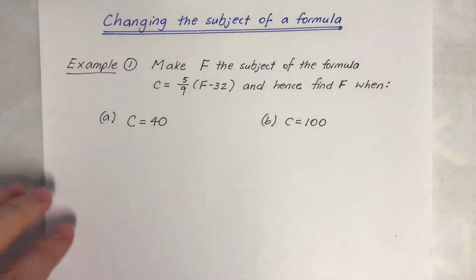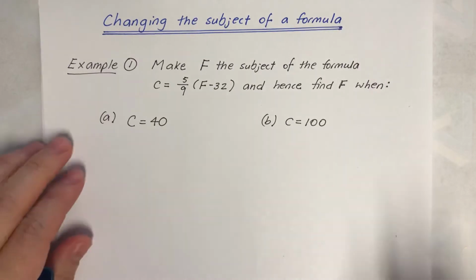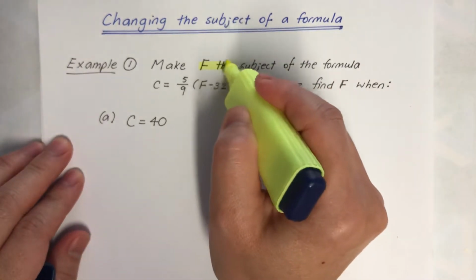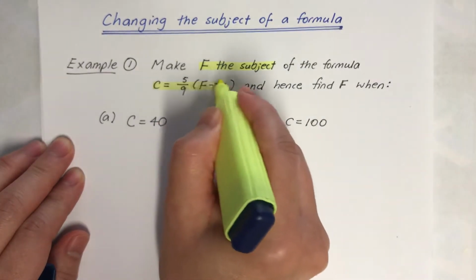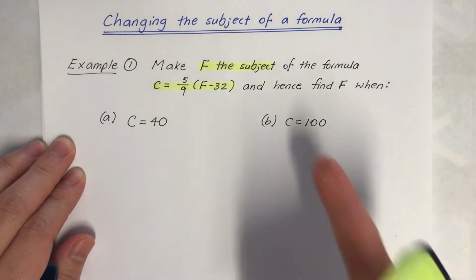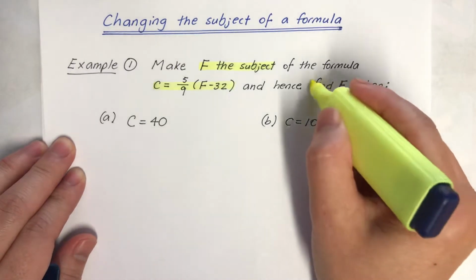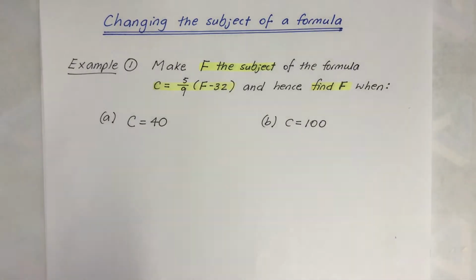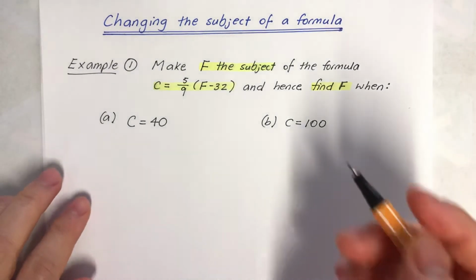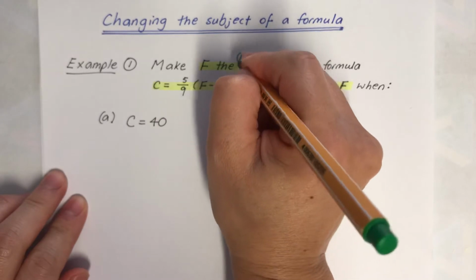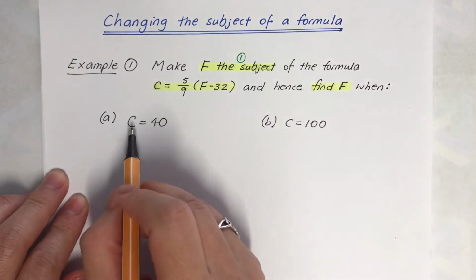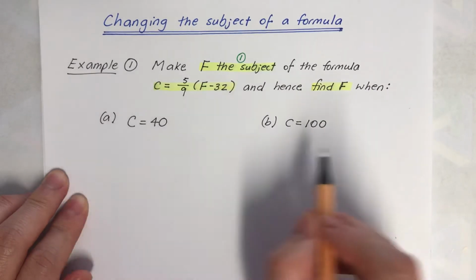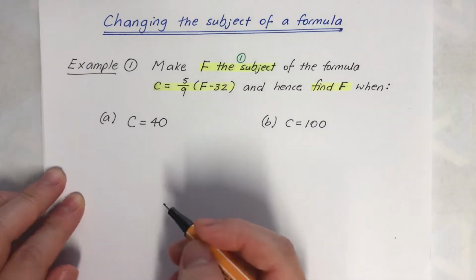So, example 1, make F the subject of the formula. Yep, that's important. And then, hence, find F. So you've got to do two things here. First, make the F the subject. And then I have to find F using these C values for part A and part B. Okay, well, let's do that.